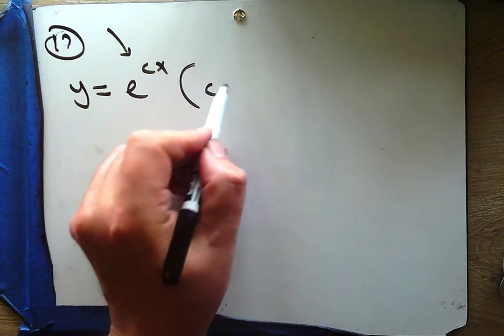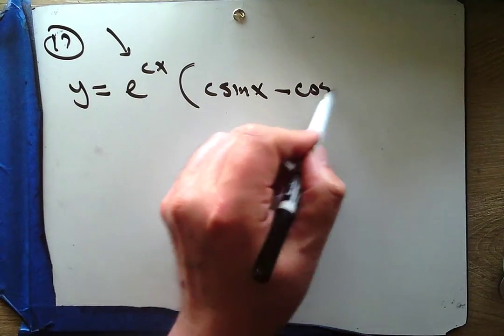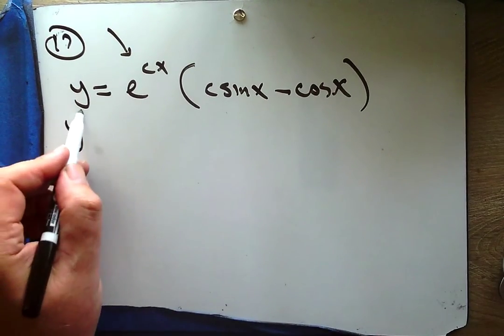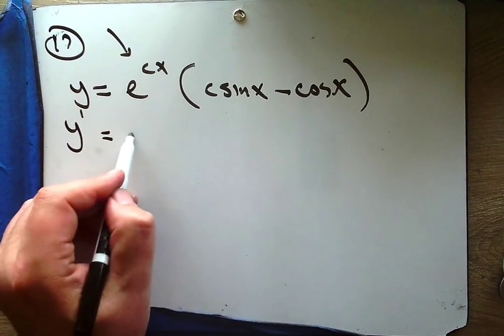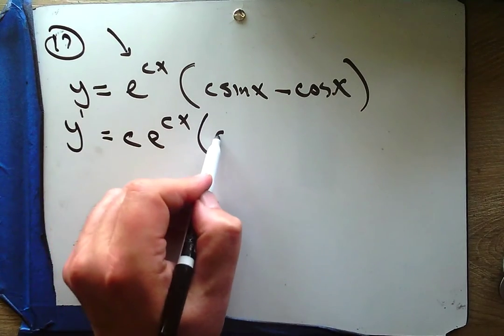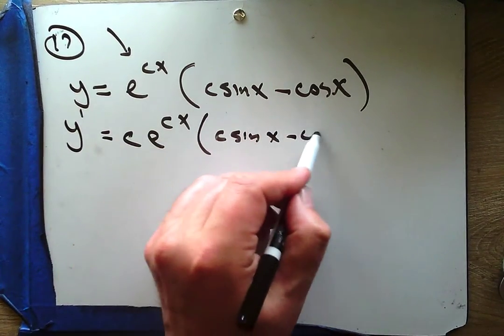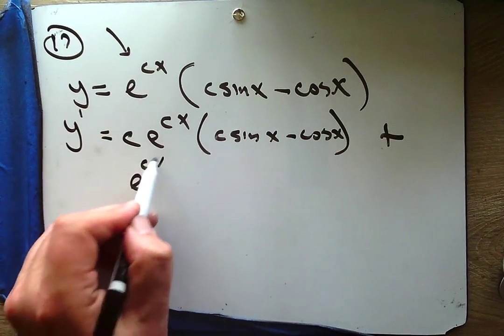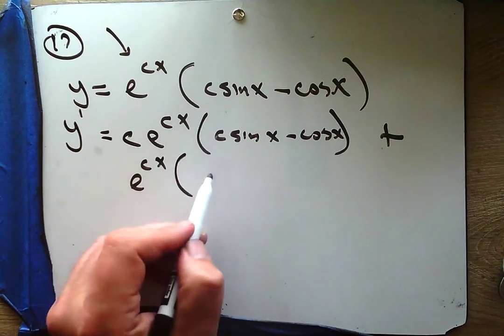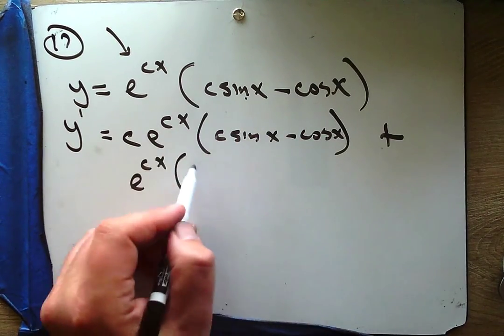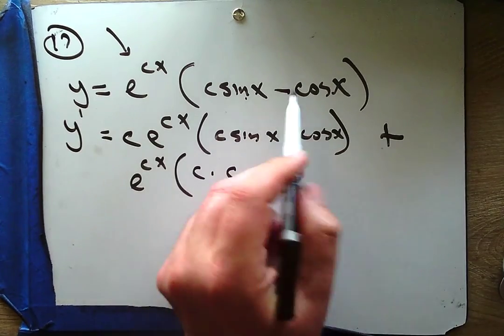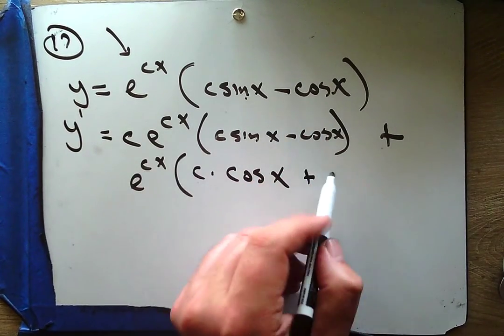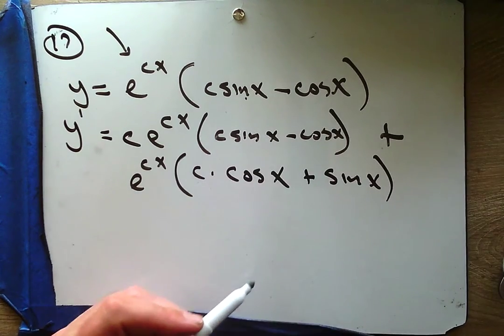17. y equals e to the cx times c sine x minus cosine x. Remember, c is a constant. So, product rule. c e to the cx times c sine x minus cosine x plus this times the derivative of this. Derivative of sine is cosine, so c cosine x, and the derivative of minus cosine is plus sine x.